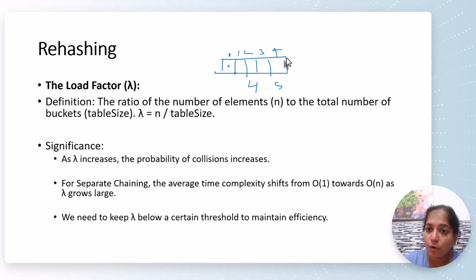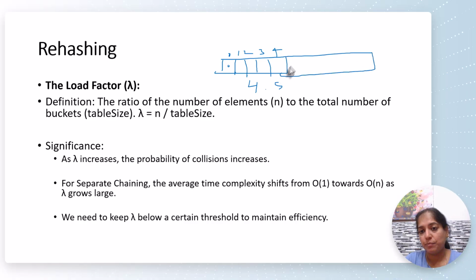So in that case, what do we do? We increase the size of our table, and from the old table, we map all the values to this new table, which is larger in size, and delete the old table. This is called rehashing. That is, you're rehashing the existing hash table into a new hash table which is greater in size. So the question comes: when should we perform the rehashing?